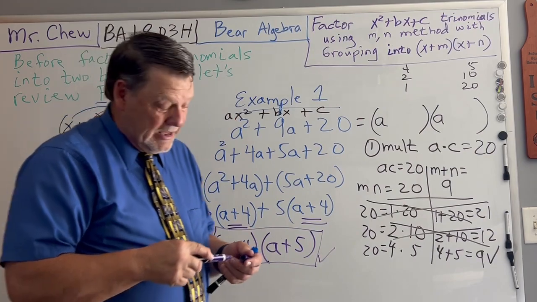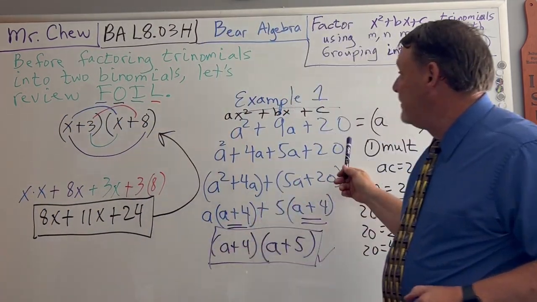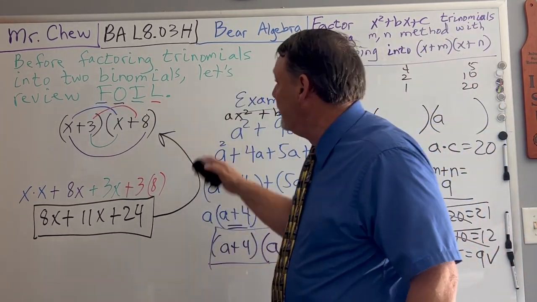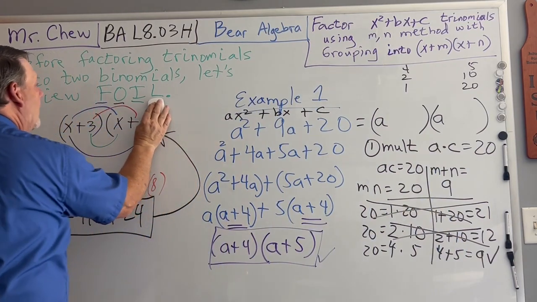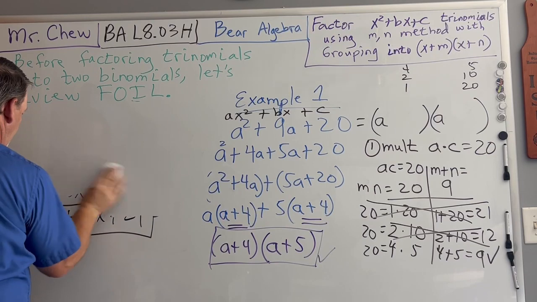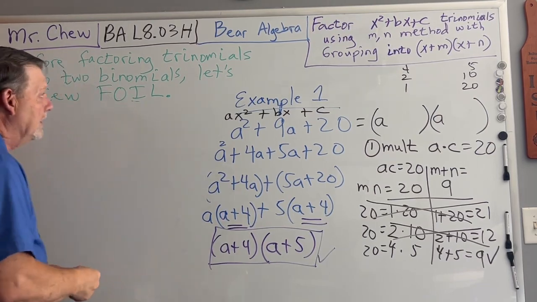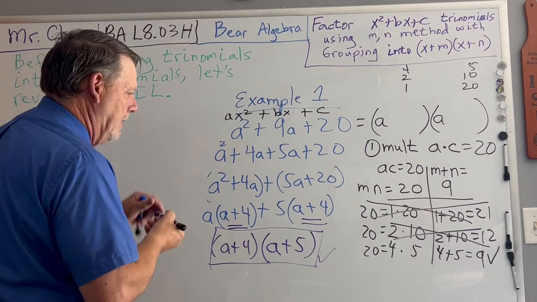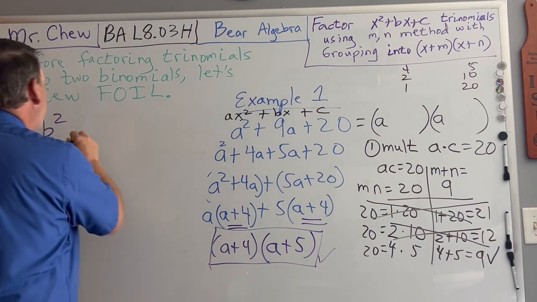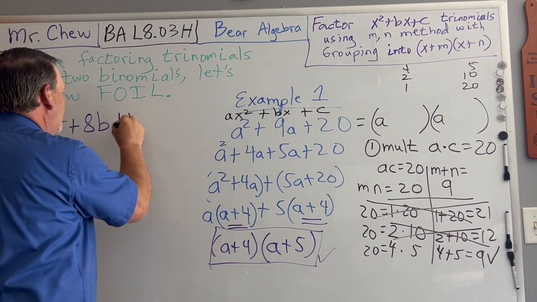Wow, that looked like a lot of steps, and it took me 11 minutes to review FOIL and then do that problem. All right, now we're going to do example 2. So I'll just erase where I reviewed FOIL here. And example 2 is going to be b squared, and it'll go faster now. Each time you do this, using this method, it'll go faster each time.